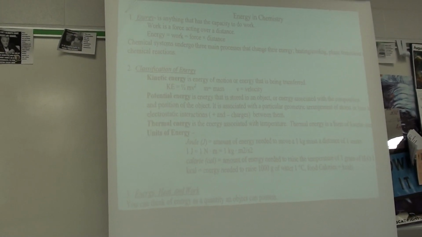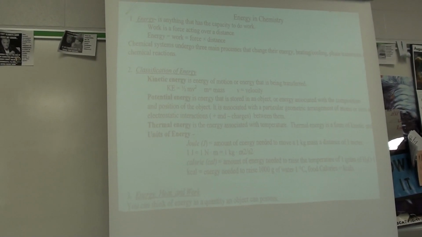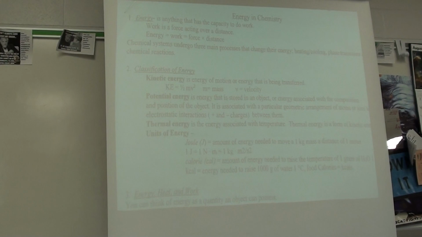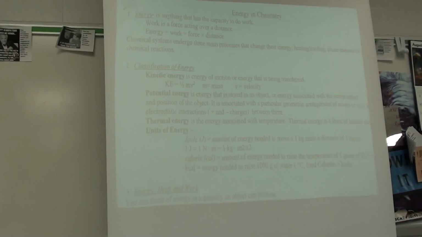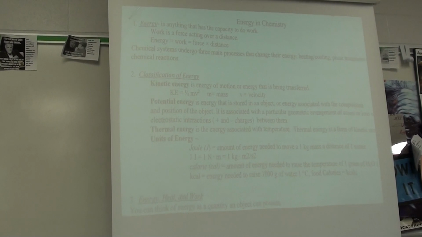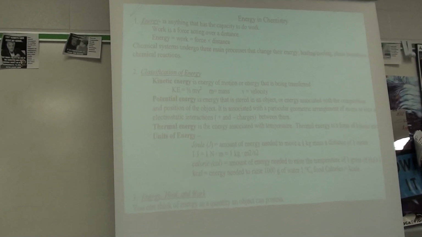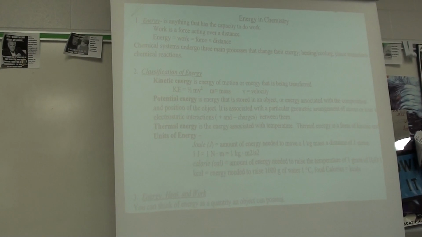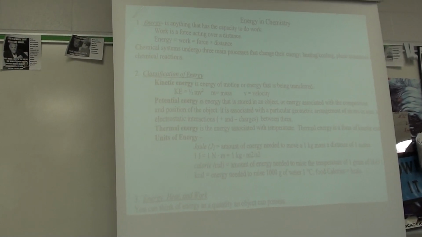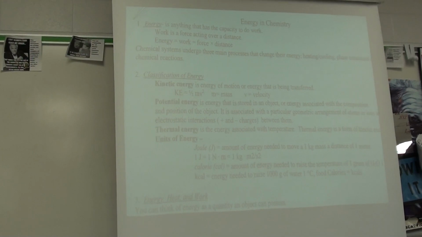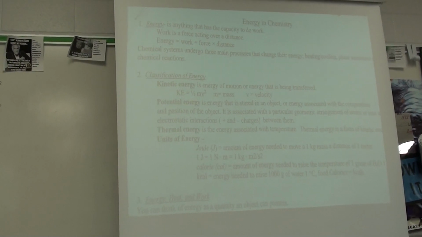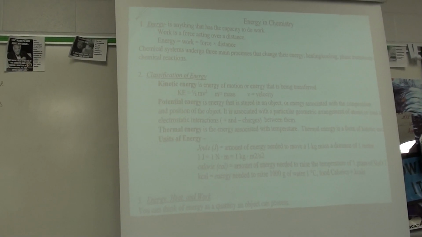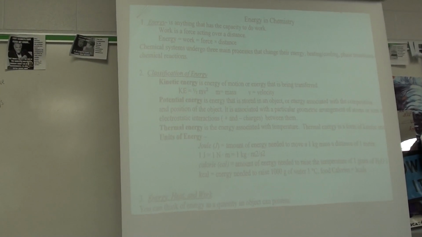So, talking more about energy, kinetic energy is the energy of motion, energy that's being transferred, and that's equal to 1/2 mv squared, where m is mass and v is velocity. And potential energy is the energy that's stored in an object. We can think of it as energy based on the position of something. And in chemistry, we're really talking about the potential energy in chemical bonds, or the potential energy of electrostatic charges. And thermal energy is associated with temperature. It's a form of kinetic energy. The SI unit for energy is the joule.